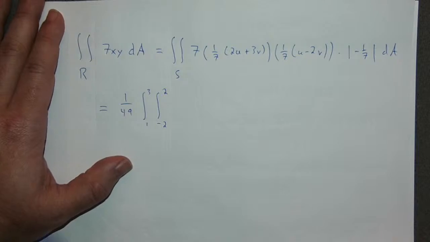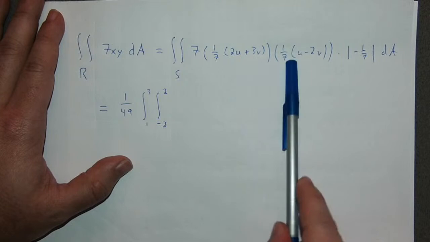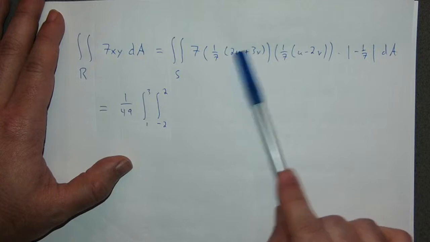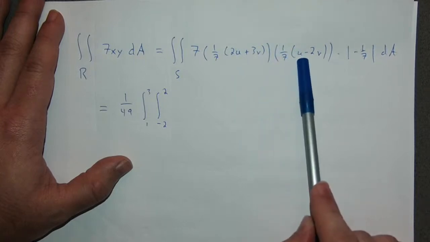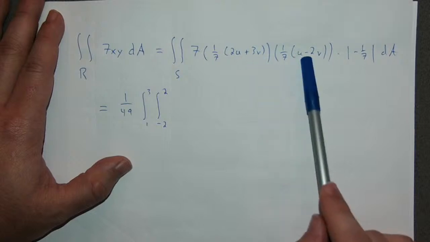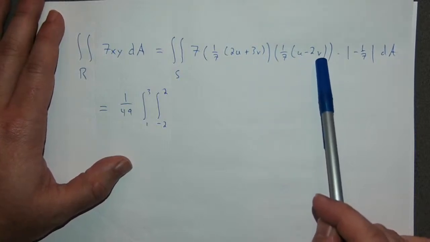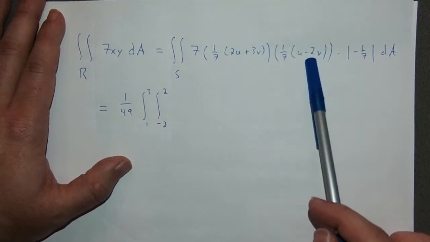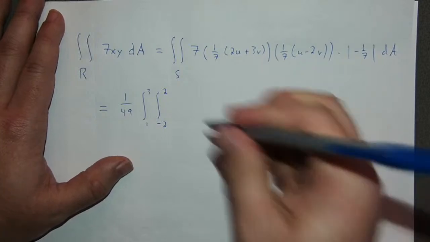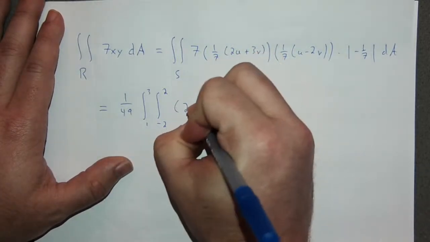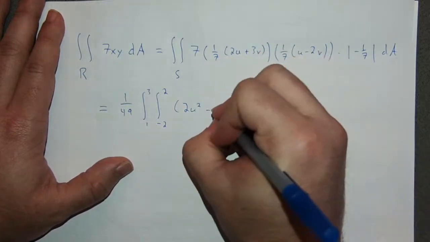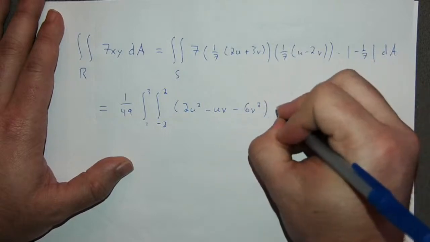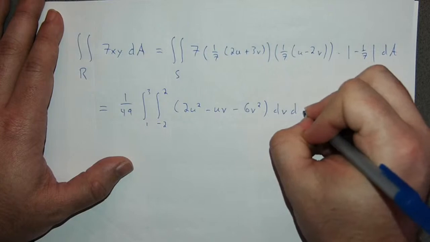Let's just expand this in our head so we can save some paper space. 2u times u is 2u squared. That's going to be the only u squared term. And then we're going to have a minus 6v squared term. And then the mixed term is plus 3uv minus 4uv, so that's going to be minus uv. So this is going to be 2u squared minus uv minus 6v squared dv du.